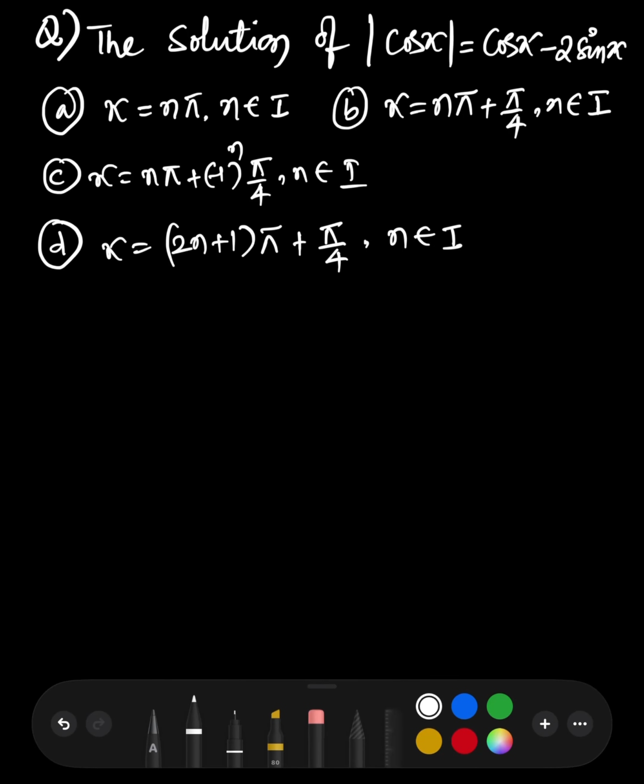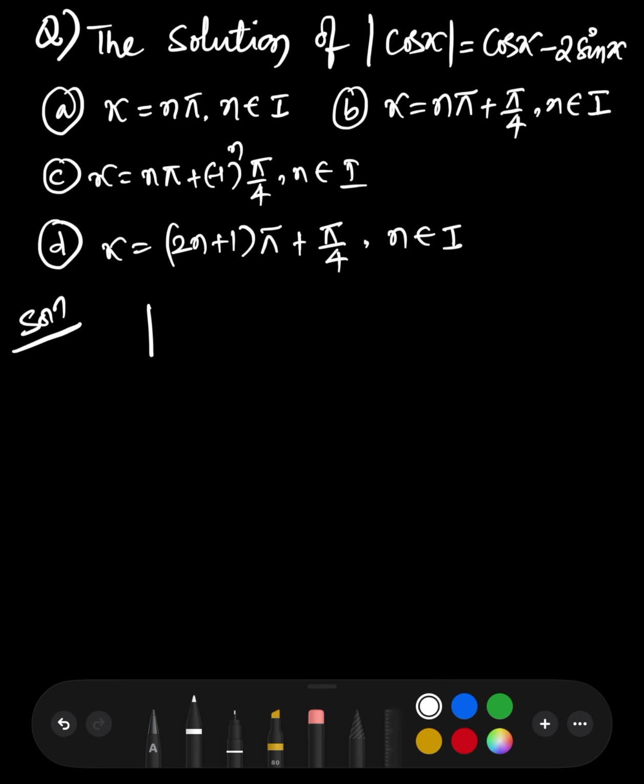Hi students, today we will discuss a problem on trigonometric equations. The question is the solution of mod cos x equal to cos x minus 2 sin x. It looks like a very simple question, but it is a very conceptual question. Just see the explanation for this question. Just listen carefully and watch till the end. You will understand the solution.